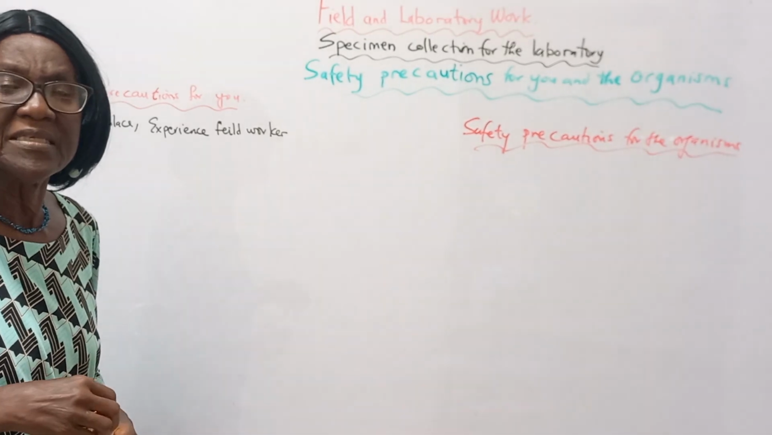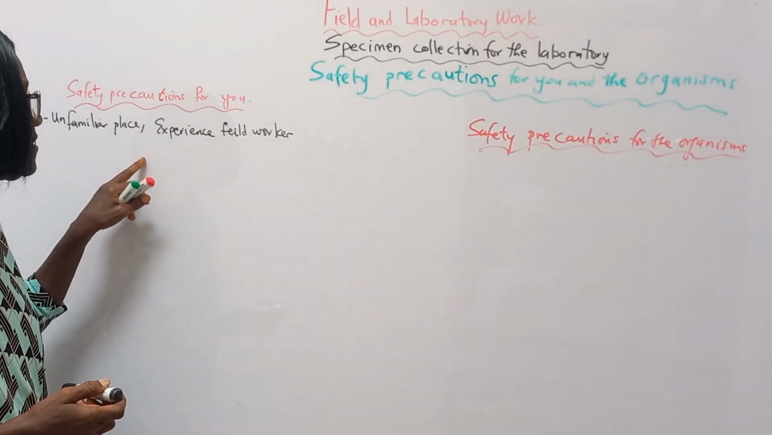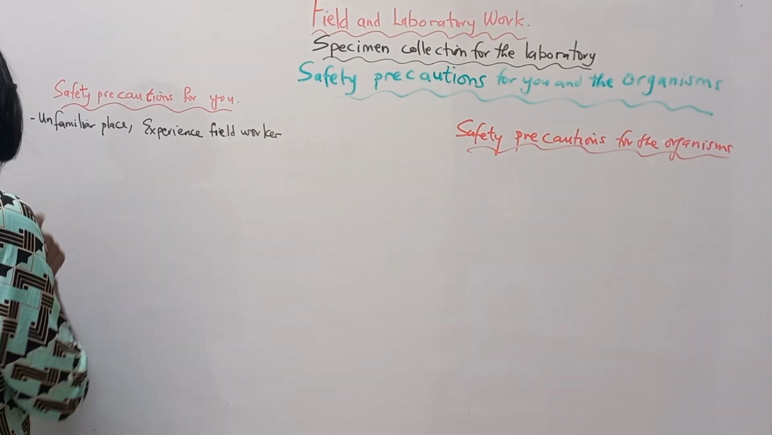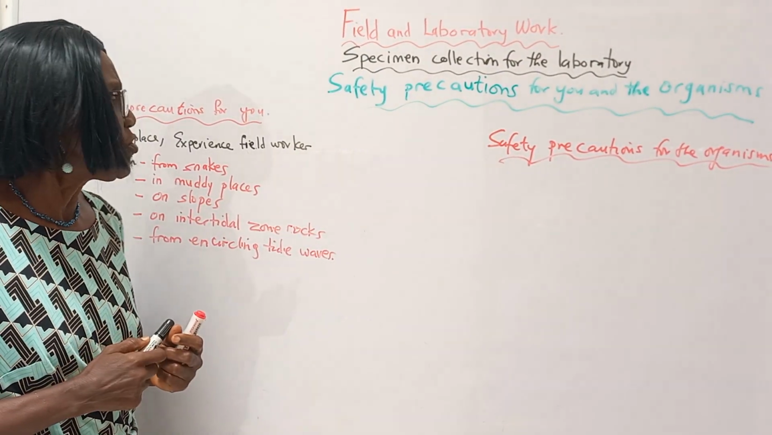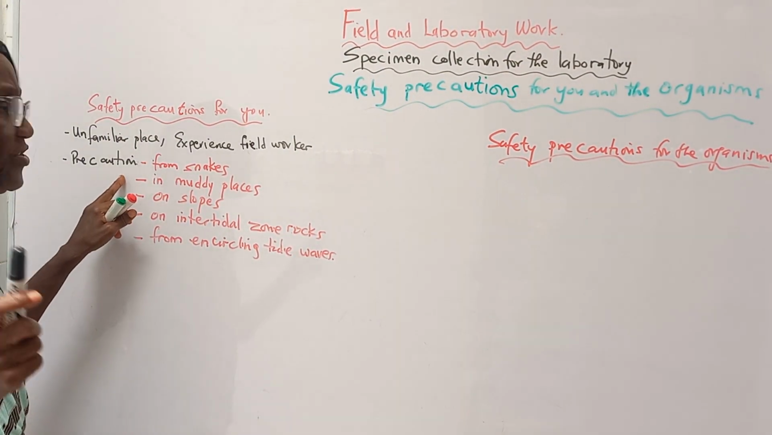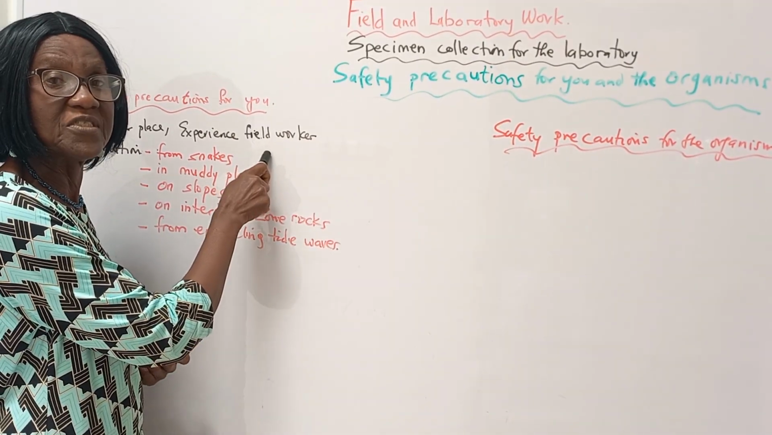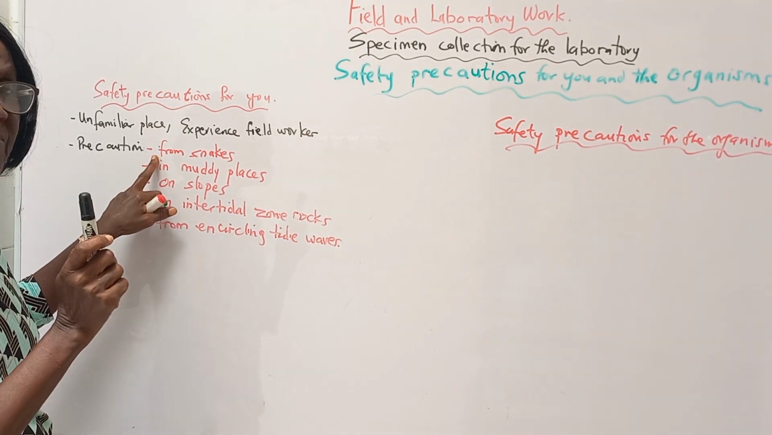Well, everyone needs to be very careful in unfamiliar places. You may need the help of an experienced field worker. That's one of the safety precautions. So for you, these are some of the precautions. Precaution from snakes: check our lesson on characteristics of snakes and how to avoid them. You need great precautions from snakes.